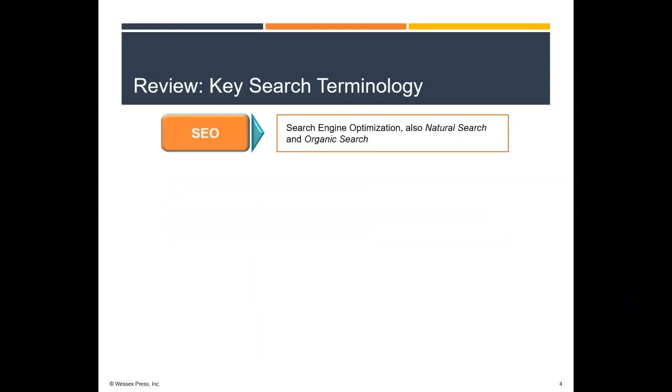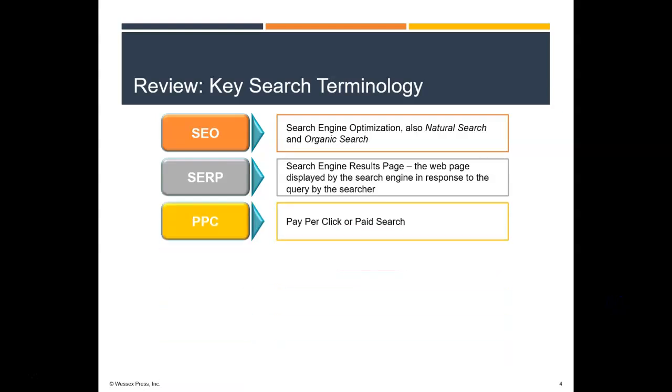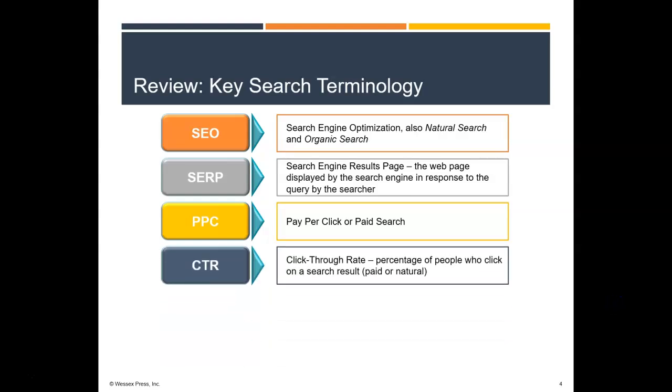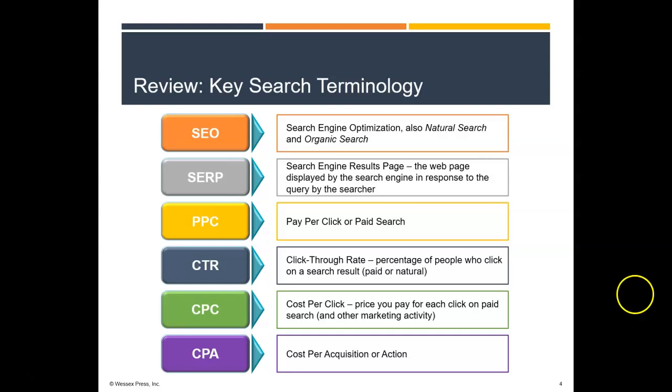So these are just a review of the key search terminology. We have SEO, which is search engine optimization. SERP, search engine results page. PPC, which is pay per click or paid search. CTR, which is click-through rate, the percentage of people who click on our search result, paid or natural. CPC, cost per click, the price you pay for each click on paid search and other marketing activity. And then finally, CPA, and that's not certified public accountant, that's cost per acquisition or action.